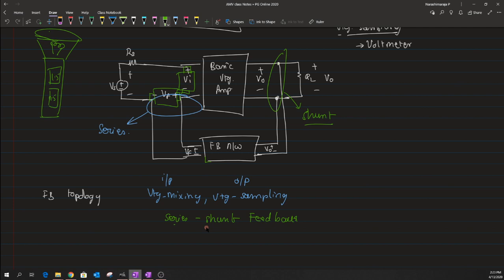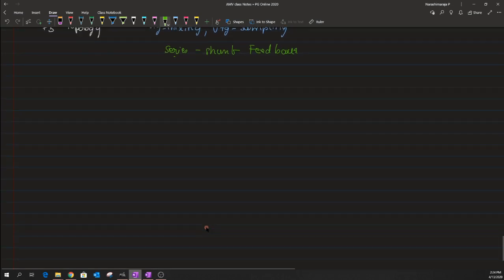Clear? So this is the type of network that we have, and let us quickly look into some examples and see whether we could tell if the type of feedback that I have is a voltage mixing, voltage sampling feedback topology, or other types of topologies. Let me quickly give some examples, and we will not discuss much today. All the discussions and calculations will be done in the next class.